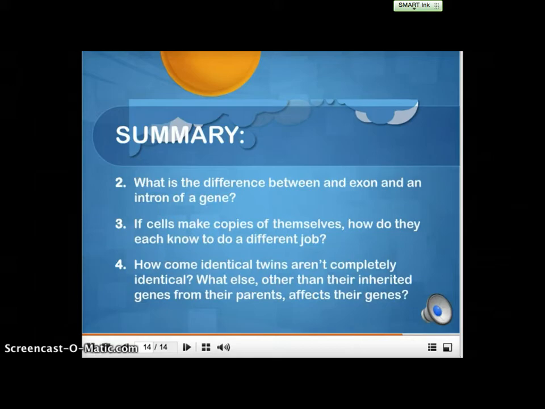Number 2. What's the difference between an exon and an intron of a gene? If you look at your notes, you should remember that EX should remind you of expressed. So the exon part of the gene is the part that's expressed, and the intron is the part that's not expressed. Number 3, if cells make copies of themselves, how do they know to do a different job?